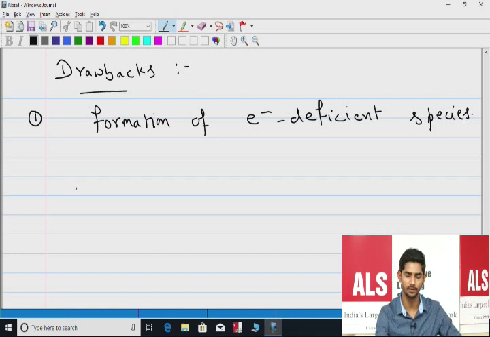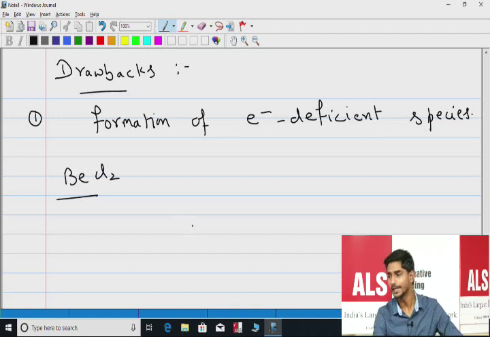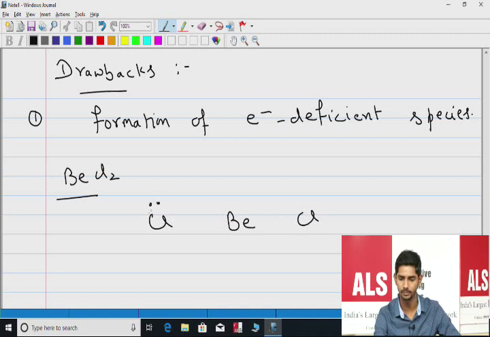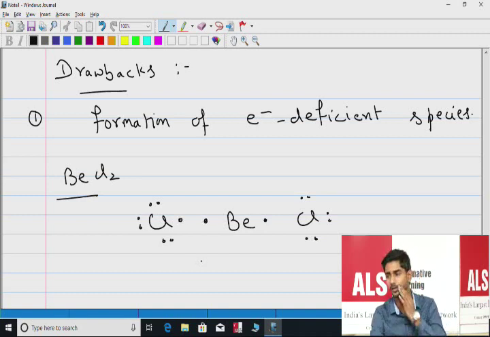Let's take an example of BeCl2. Guys, BeCl2 is a very well-known compound which exists in nature. But if I use the Lewis theory for the existence of this compound, then it might not work.